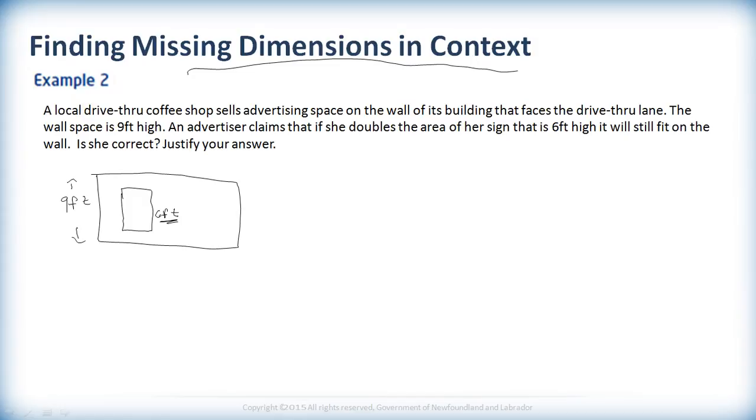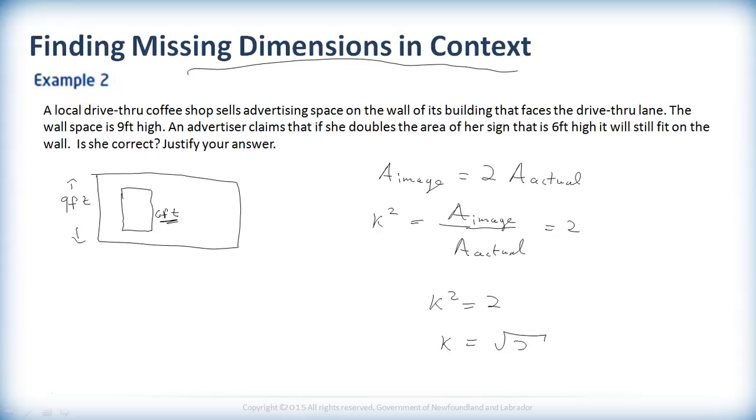So we want to double the area of the sign. So the area of the image is going to be twice the area of the original, or the actual one that we started with. That's what doubling means. So the area of the image over the area of the actual is going to equal 2, but that also has to be equal to k squared, the squared scale factor. So we've got k squared equals 2, which means that k is going to be the square root of 2, which when I went to school was about 1.414. Okay, so if that's the case, the linear scale factor is 1.414.